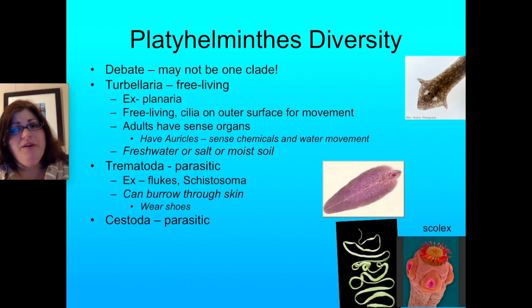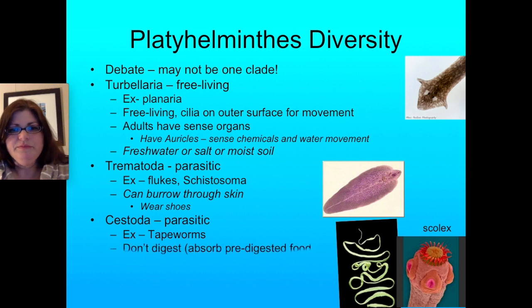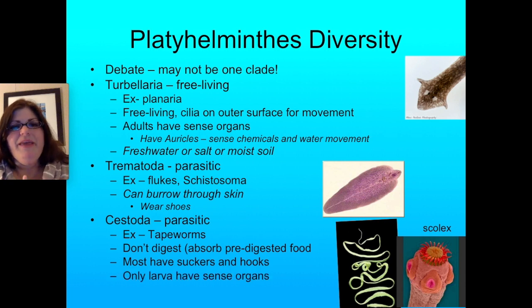Cestoda are also all parasitic, and a great example of that is what you see here, which is a tapeworm. Tapeworms are probably the most well-known human-infecting worm. And they're the group that don't have their own digestive system because they absorb the already digested food of their host. Most of them do have very advanced structures in their head for feeding off of their prey. And their sense organs are limited to just the larva because, of course, it's the larva that infect the host. The rest of the time, they're living inside of a dark intestine that doesn't need to have any senses.